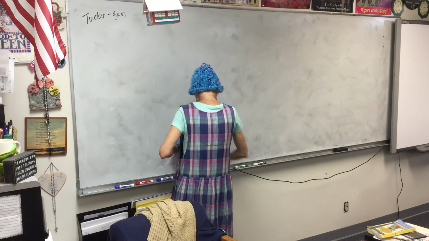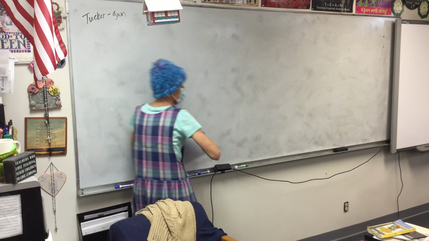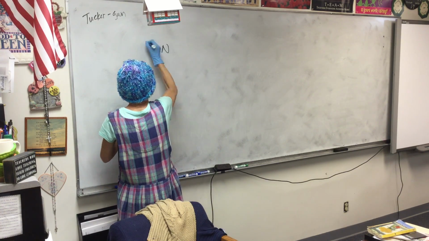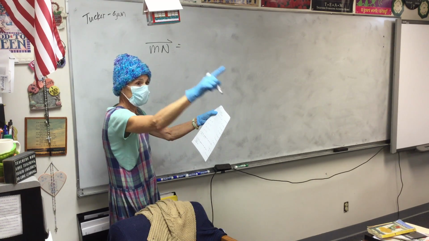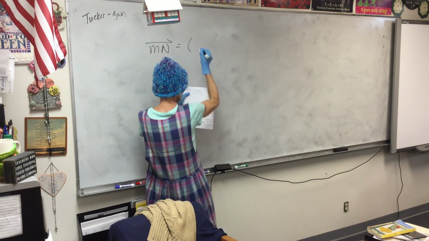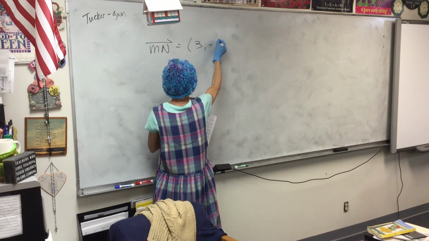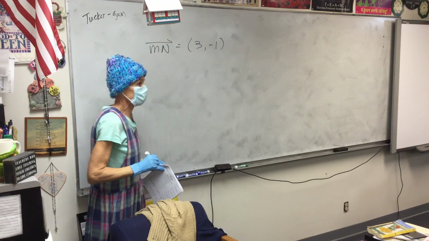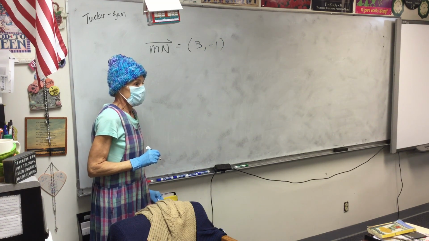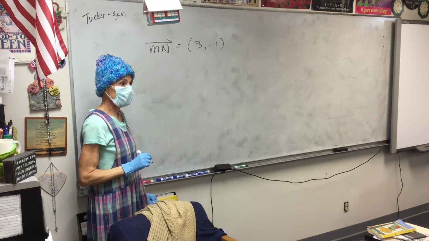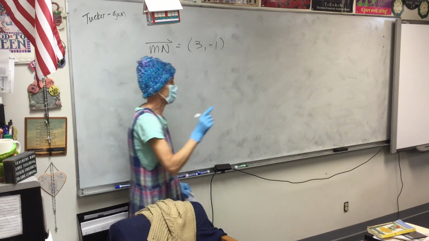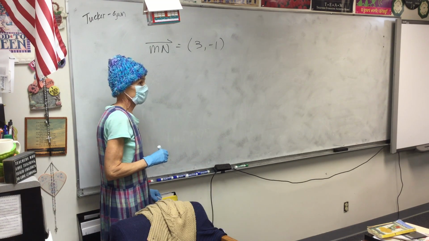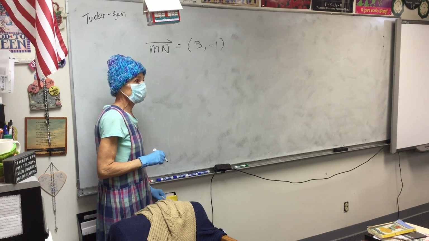Who can tell me what MN is? We're going from M to N. So what would that be? If you said 3, -1, you are absolutely correct. Because in order to get from M to N, we go 3 positive units and 1 negative unit, right? Everybody good on that?